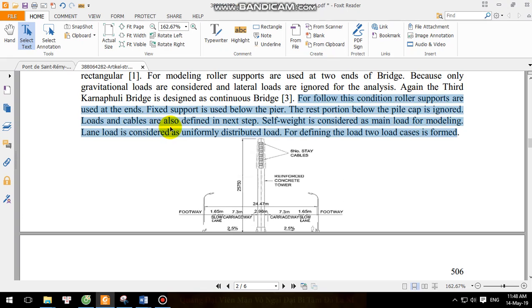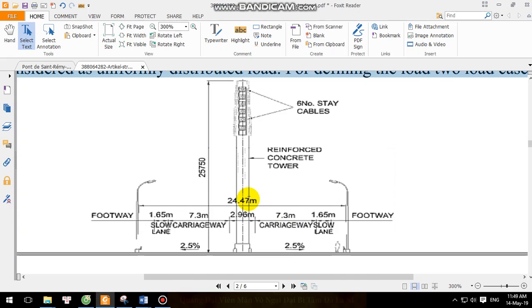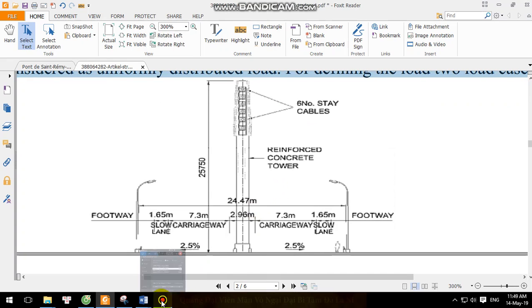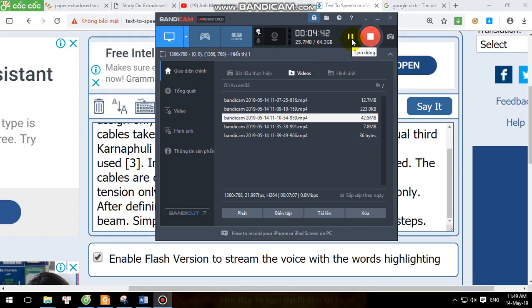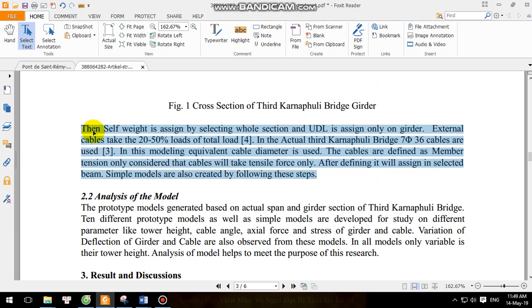Loads and cables are also defined in the next step. Self-weight is considered as the main load for modeling. Lane load is considered as a uniformly distributed load. For defining the load, 2 load cases are formed. Then self-weight is assigned by selecting the whole section and UDL is assigned only on the girder.